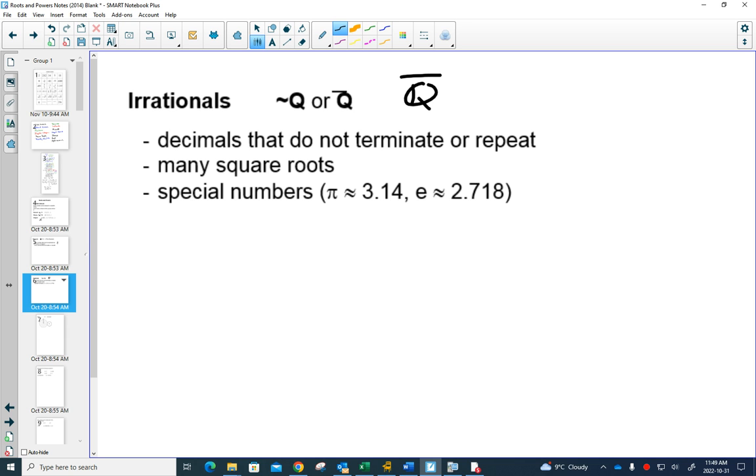Square root of 2 would be irrational. Square root of 3 would be irrational. But square root of 4 would not, and the reason is because it's equal to 2, so it's a rational number. But square root of 5 would be irrational. Square root of 6 is irrational. Square root of 7 is irrational. Square root of 8 is irrational. But square root of 9 is 3, rational. The square root of 773 is irrational, right? And then there's some special numbers.